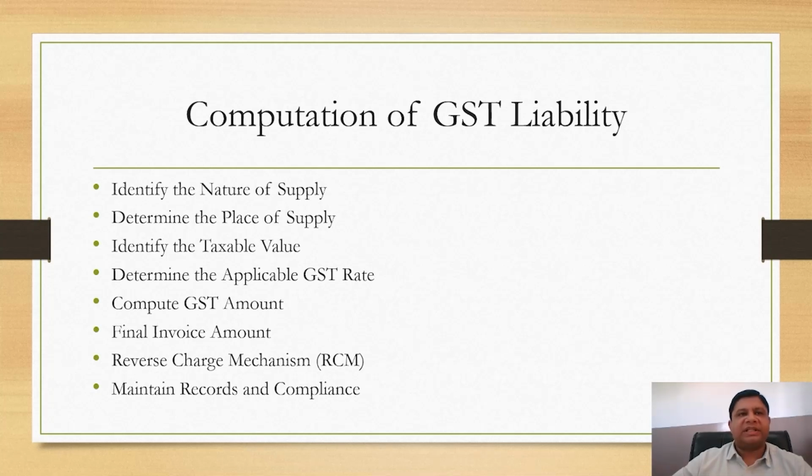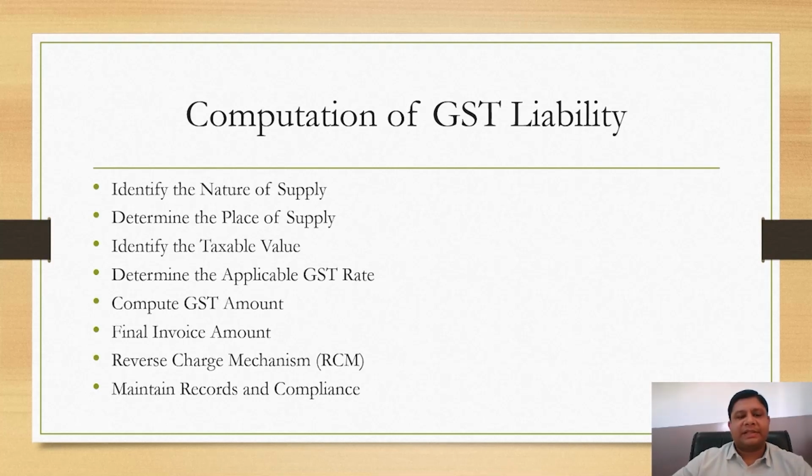Next, compute GST amount. Calculate the GST amount based on the taxable value and the applicable GST rate. For intra-state supplies, compute both CGST and SGST components. For interstate supplies, compute IGST, which is equal to the sum of CGST and SGST. Next point is final invoice amount. Add the GST amount to the taxable value to arrive at the final invoice amount.